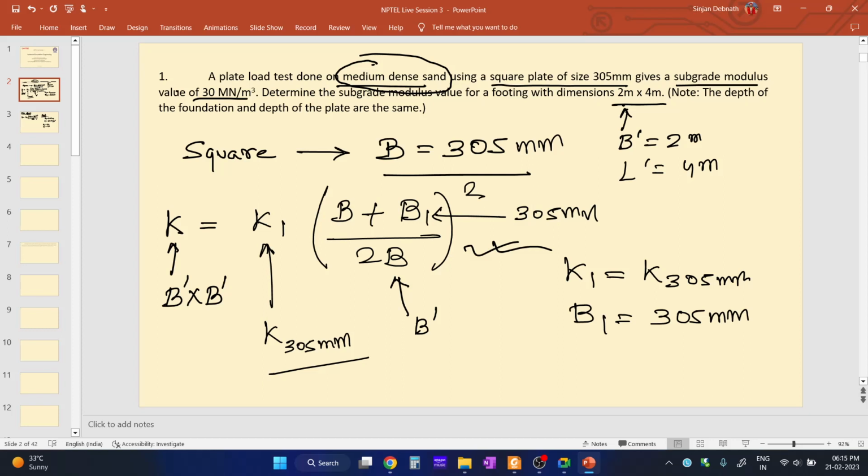What we need to do is, since Terzaghi did all the tests using a square plate, and here the footing is rectangular, we need to incorporate the shape effect. And also the size of the footing is 2 meter by 4 meter, which is different from the size of the square plate. Obviously it will be different because this is a rectangle, that one is square. So we also need to incorporate the size effect. In this particular question we will incorporate size effect as well as shape effect.